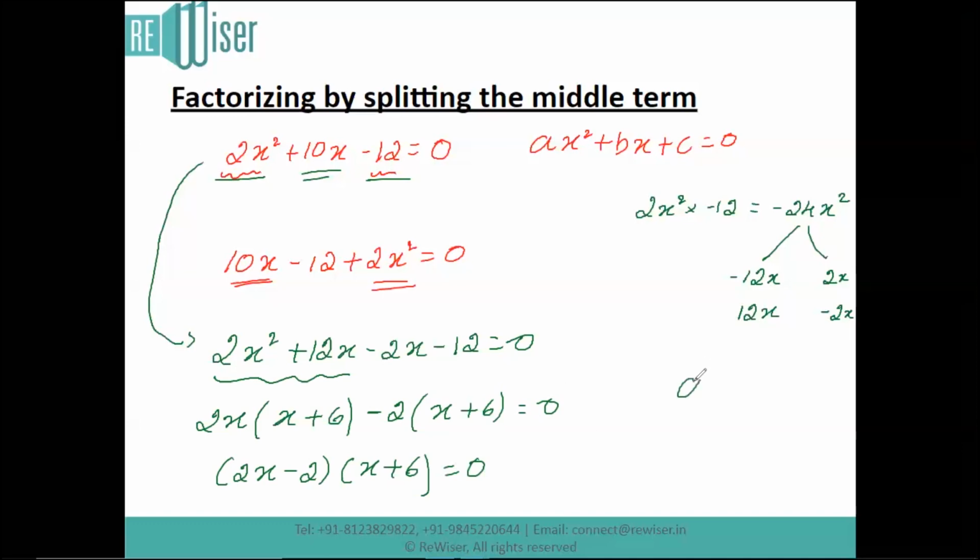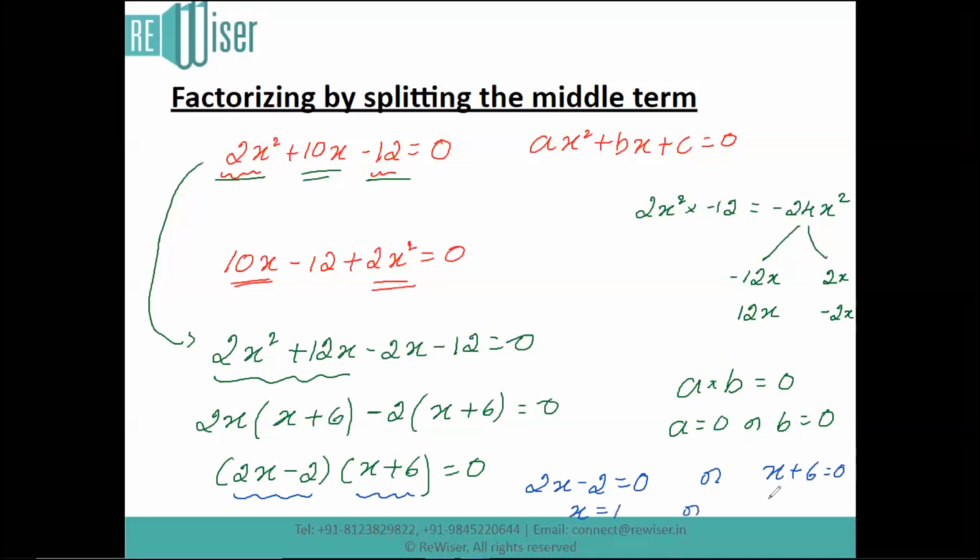Whenever the product of two terms is equal to 0, this is possible only when either a is 0 or b is 0. Similarly, if I talk about these two factors, this is only possible if either this term is equal to 0 or this term is equal to 0, which means either 2x minus 2 should be equal to 0 or x plus 6 should be equal to 0. Then if I solve for x, x would be positive 1 or x would be negative 6. So this is the solution to this given quadratic equation.